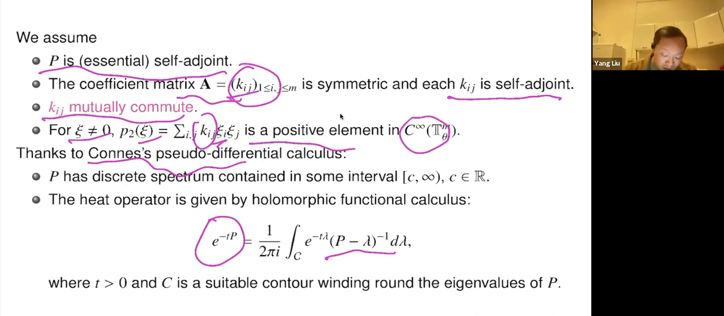Then we can write the heat operator in terms of a holomorphic functional calculus. And to study the trace of this operator, we are looking at an approximation on symbols of the resolvent part.